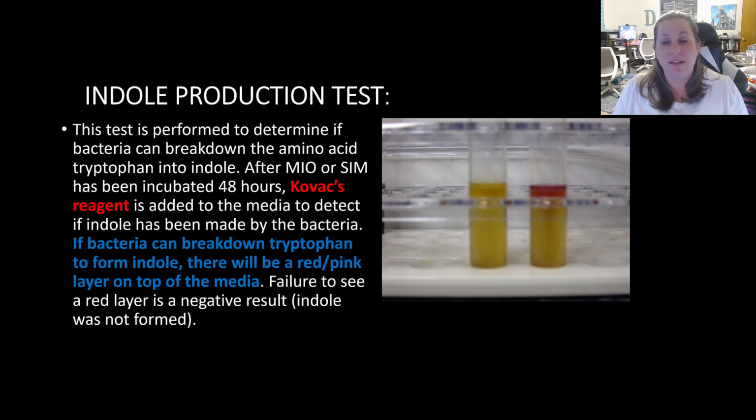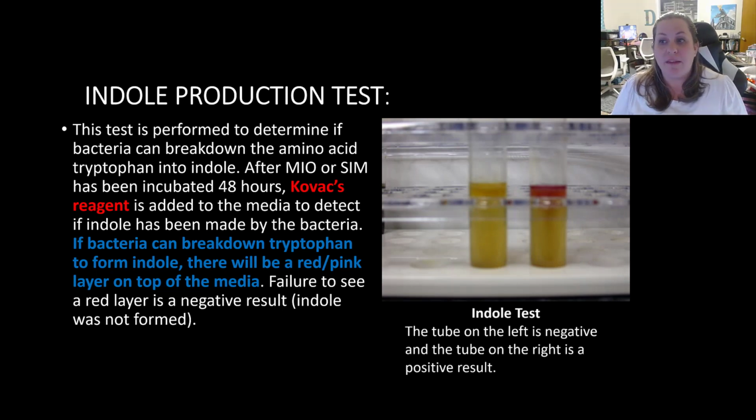And so if you'll notice, you'll see that the tube on the left is negative. It has no reddish pink line, whereas the tube on the right does. It is positive. And this is going to be a pretty quick test that you can see too. So you'll notice the results of reading these out are going to be pretty quick. The thing that makes these longer is they do have to be incubated before you can do the test.